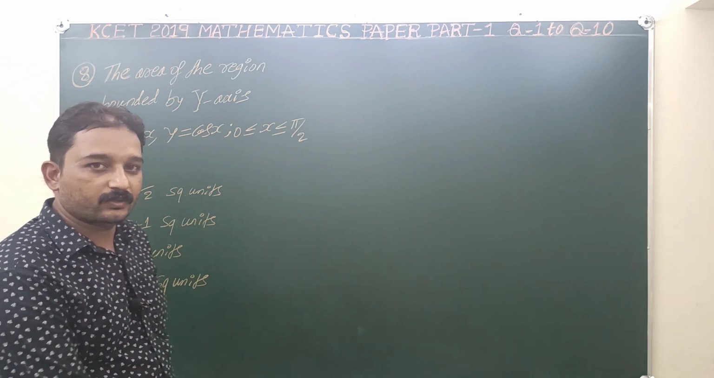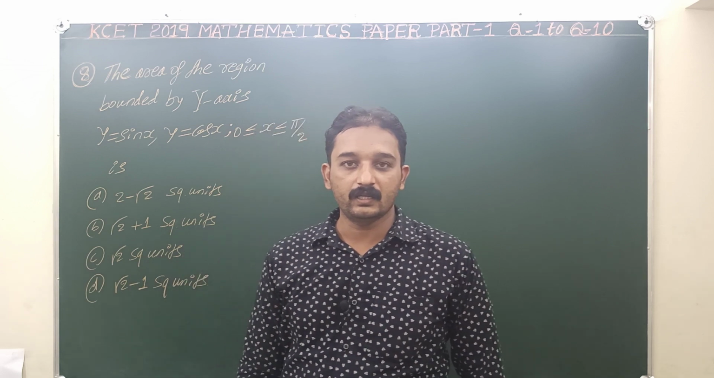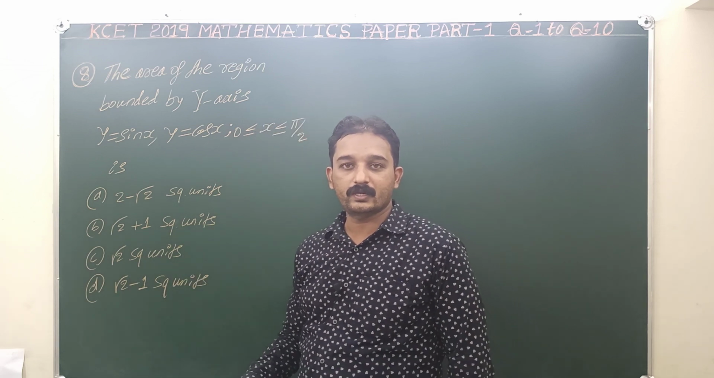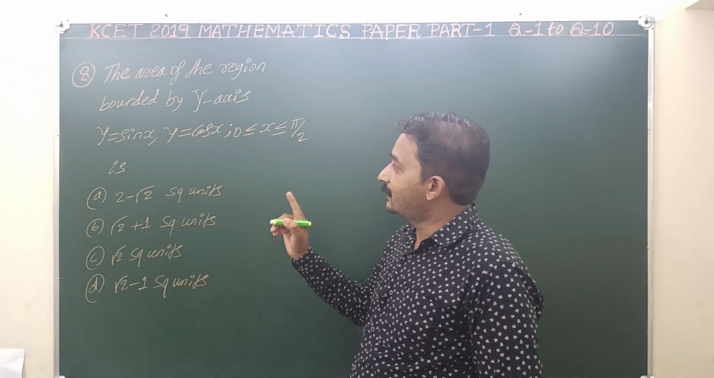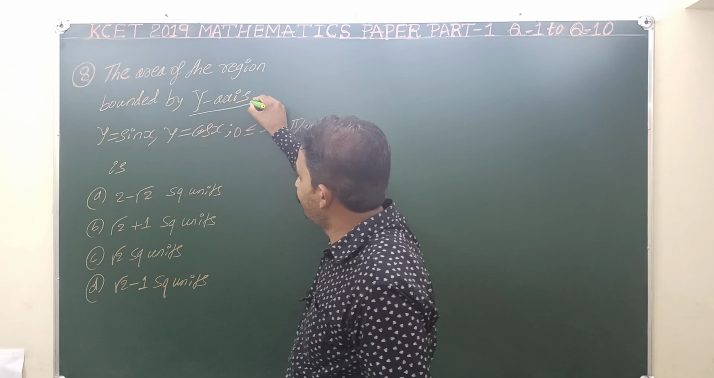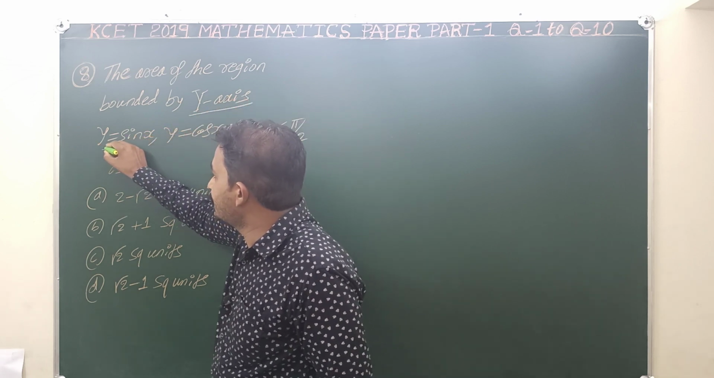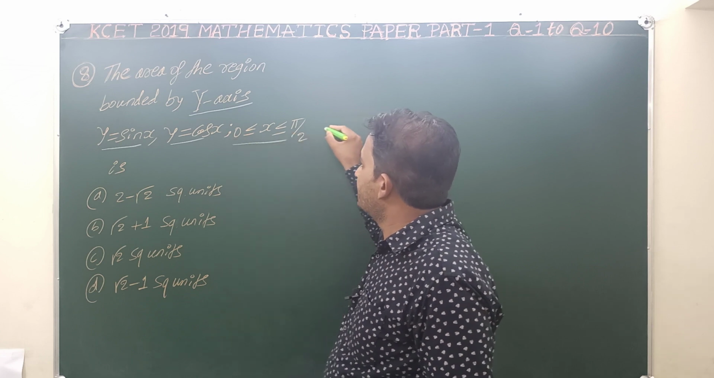Now let us move on to question number 8. Once again this question is based on the chapter application of integrals. Usually they ask one or two questions on this chapter in KCET. Let us take the second question. Let us see the question. Find the area of the region bounded by the y-axis, y equals sin x and y equals cos x between 0 and pi by 2.